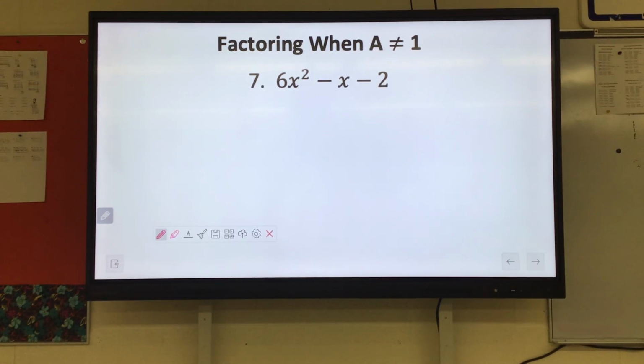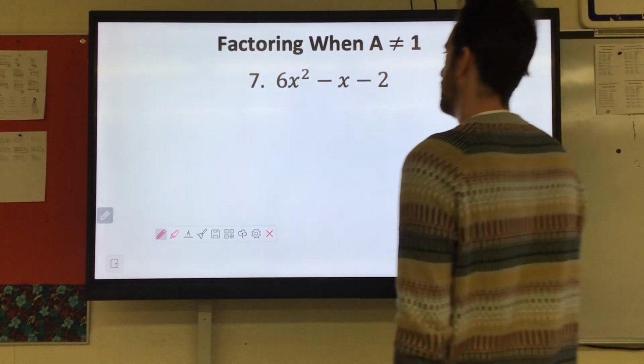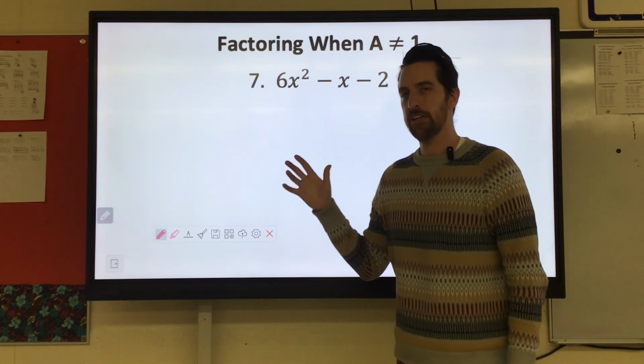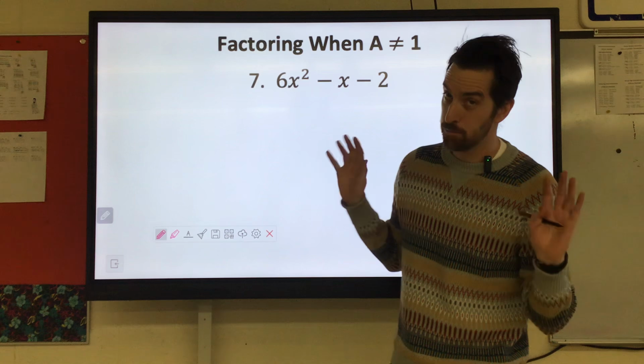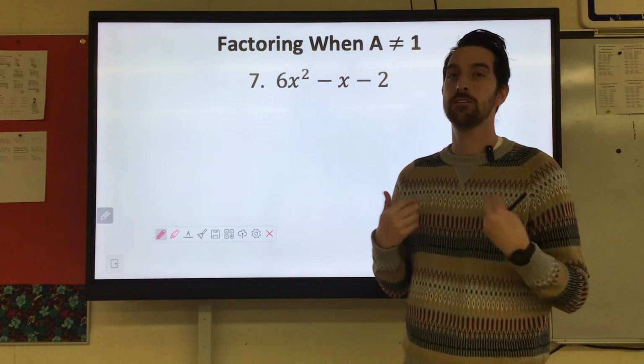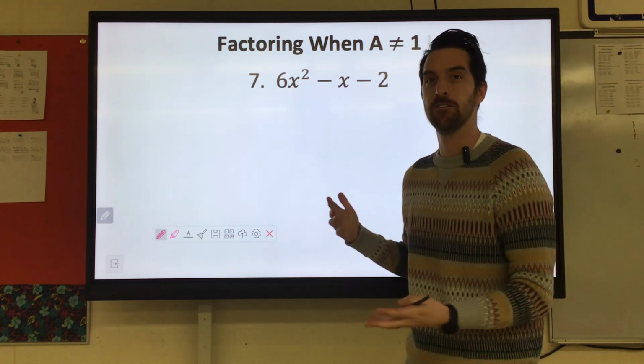These ones are the most brutal problems to factor. When you have a number in front of the x squared that isn't 1, even after you take out the greatest common factor, it's pretty tricky. So I'm going to show you two ways that I'm aware of how to factor these problems.